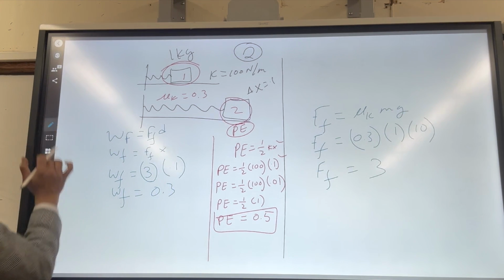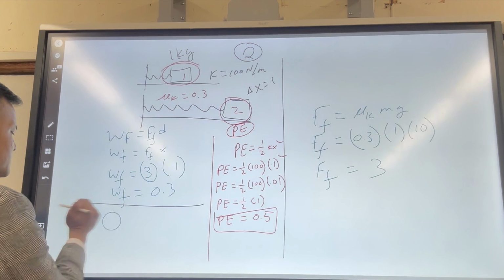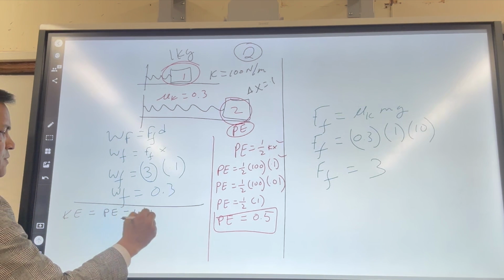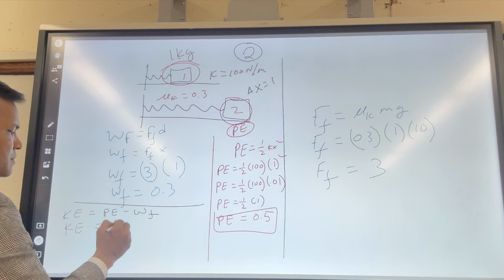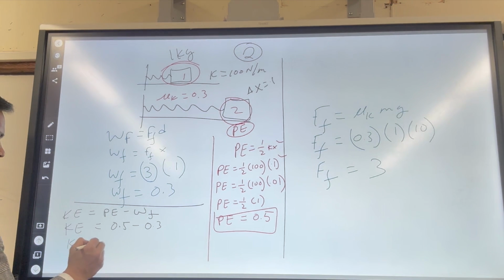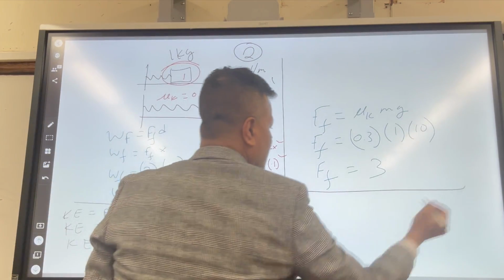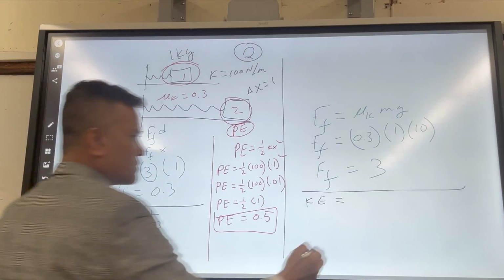Now we're finally going to write the work done. What are you trying to find? Kinetic energy is equal to potential energy minus work done by friction. So kinetic energy is equal to 0.5 minus 0.3. So kinetic energy is 0.2. So what is the kinetic energy? Kinetic energy is, as you said, 0.2.